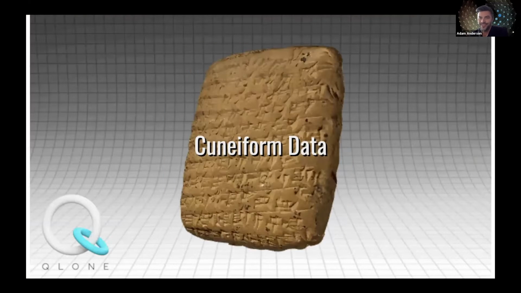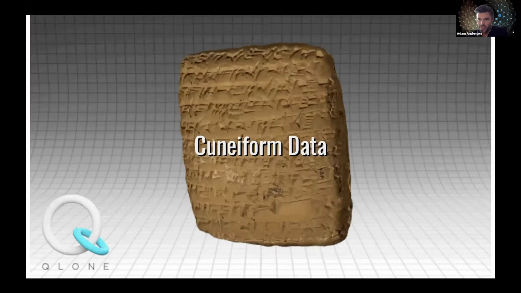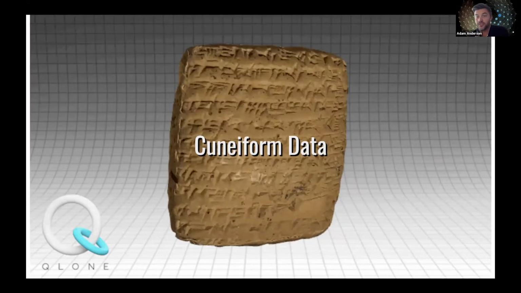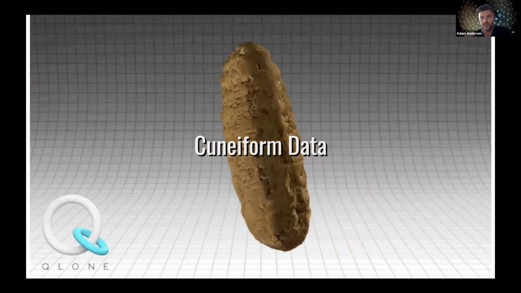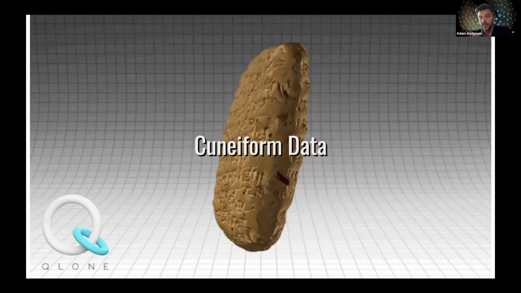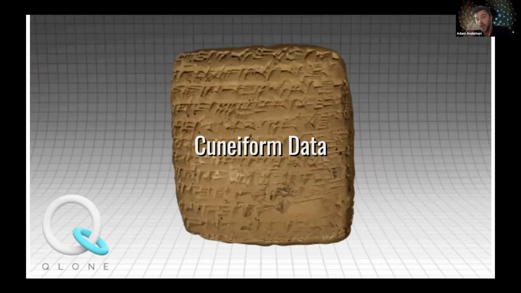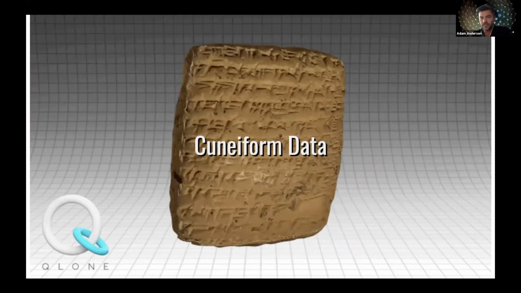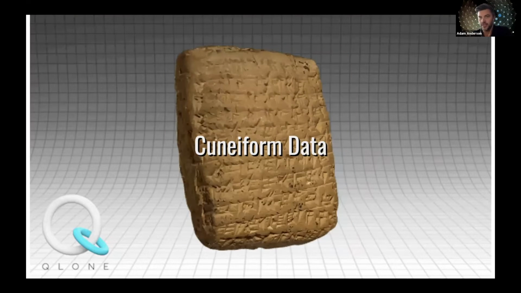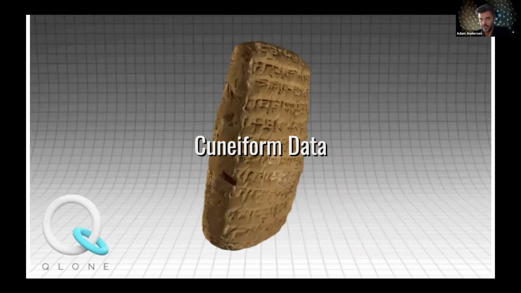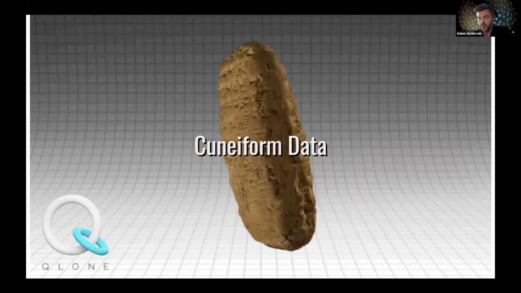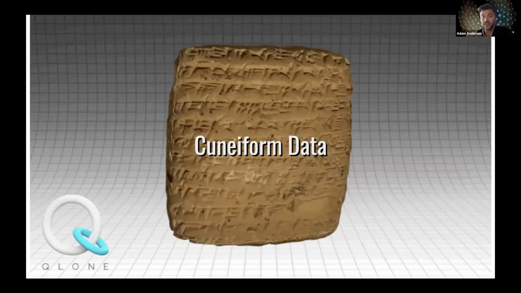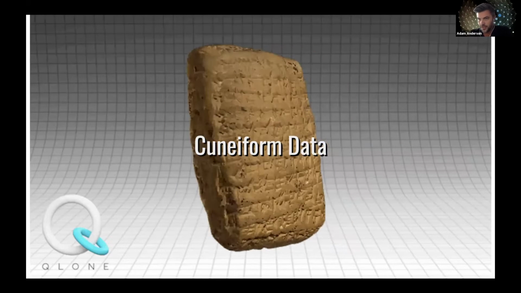Cuneiform data is inherently multidimensional. We're beginning with the curvature of the surface, signs that are impressed into the clay rather than written with ink on top of a flat two-dimensional surface. So there's a lot of dimensionality just in the modality of writing. And there's a lot of effort going into this right now in terms of 3D imaging and working with the dimensionality of the signs for recognition purposes.